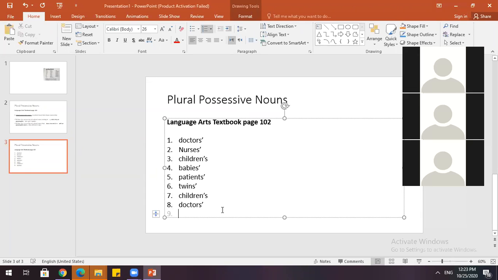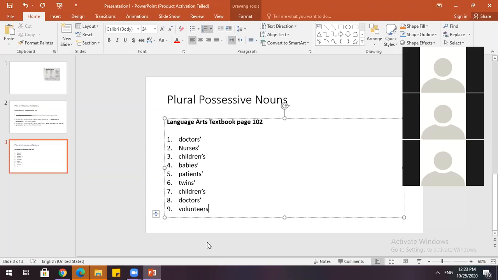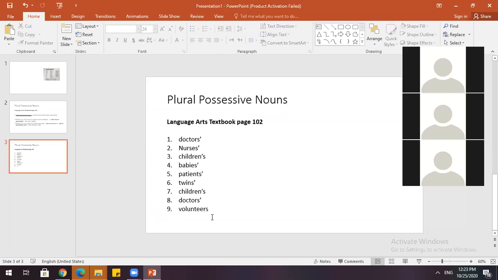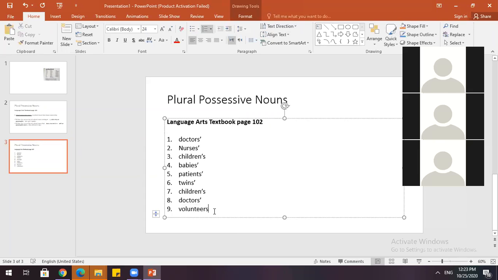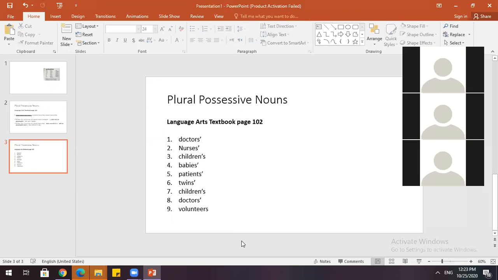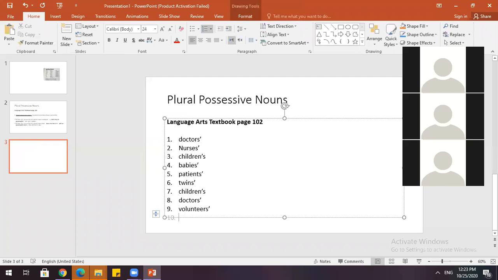Okay, I will read the sentence for you. All right, the volunteers' aid was appreciated. Now, aid means help, so the volunteers' help was appreciated. Look at it here. This is the word volunteers. How do we make this possessive? It already ends in S. Add an apostrophe. Very good. Okay, Esther, are you there?